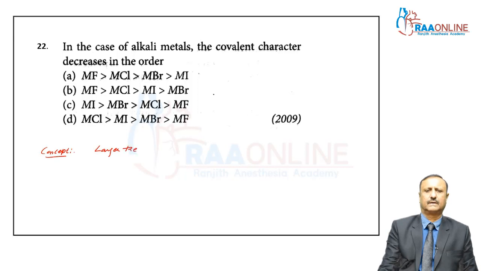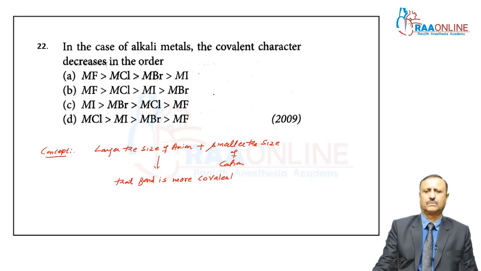The larger the size of an anion plus the smaller the size of the cation, that bond is more covalent in nature in an ionic compound. So my dear students, you can see this is the concept.